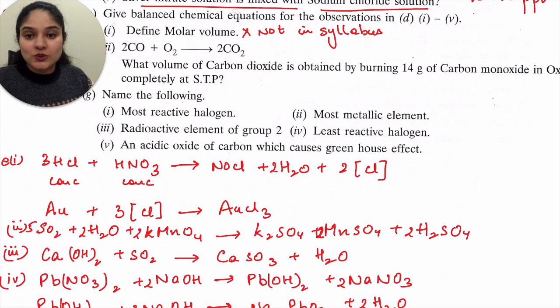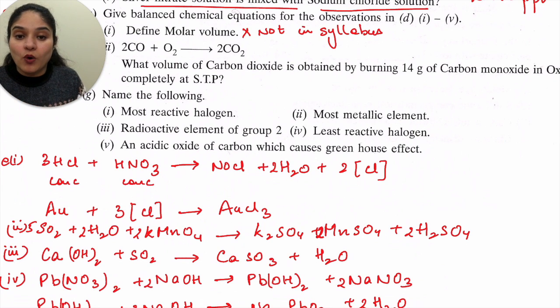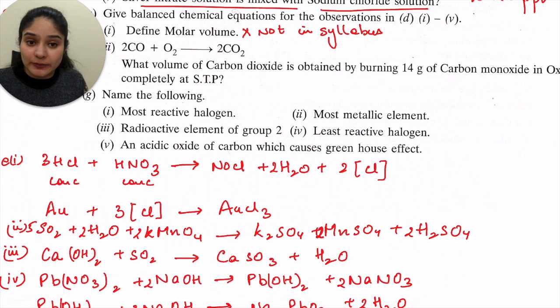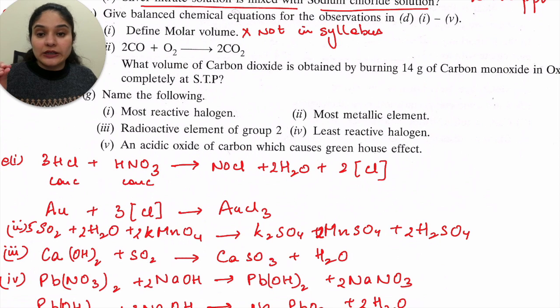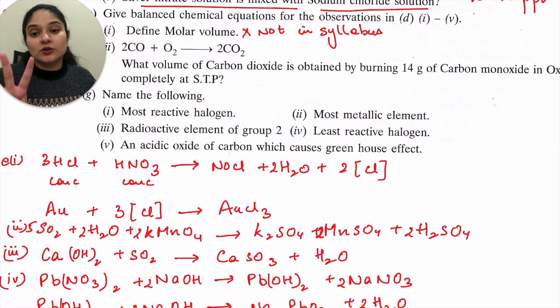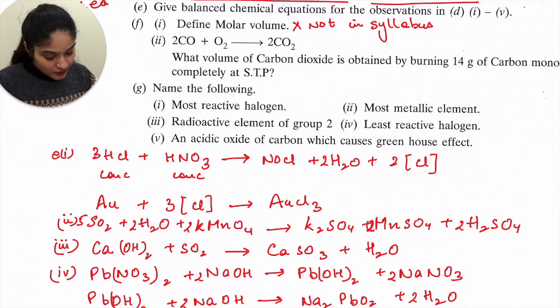So you have twice of carbon monoxide reacting with oxygen and giving you twice of carbon dioxide. The question is asking what volume of carbon dioxide is obtained by burning 14 grams of carbon monoxide in oxygen completely at STP. Alright, now first of all, we'll look at what you have. You have carbon monoxide. So what is the value for carbon monoxide? It is 28. As the equation is balanced, you have 2 in front of it. So 2 times 28. So let's start writing that first. F, second part.